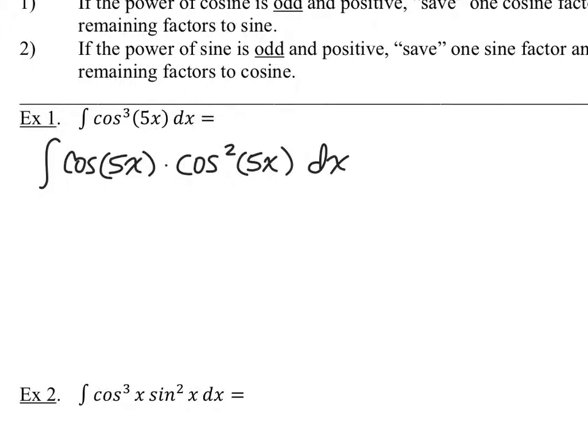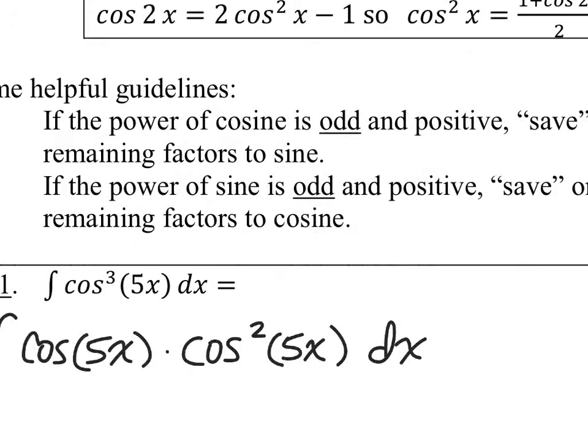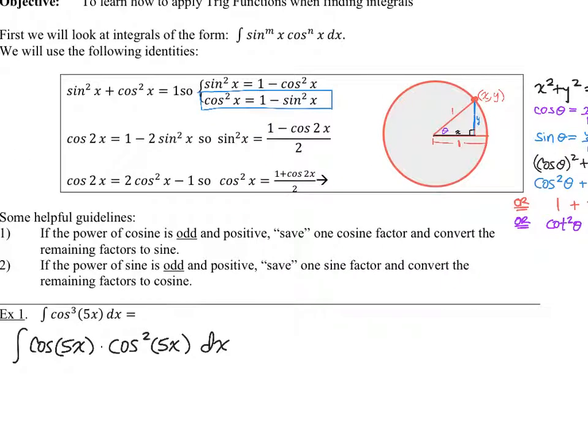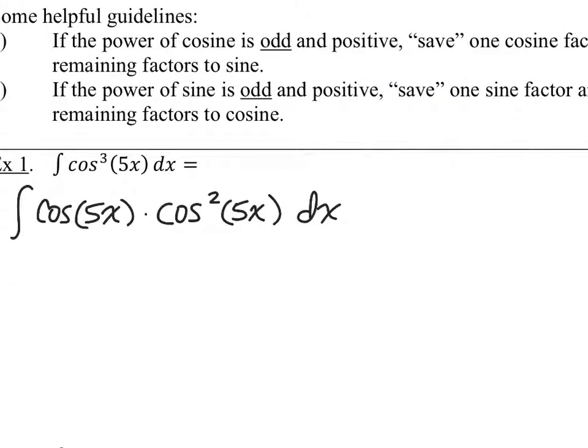Well, you can, because cosine squared x is equal to 1 minus sine squared x. Really, cosine squared of anything is equal to 1 minus sine squared of that same anything. So if it's 5x, it's 5x. If it's a smiley face, it's a smiley face. It doesn't matter. But what that allows me to do is swap this out for a 1 minus sine squared of 5x.